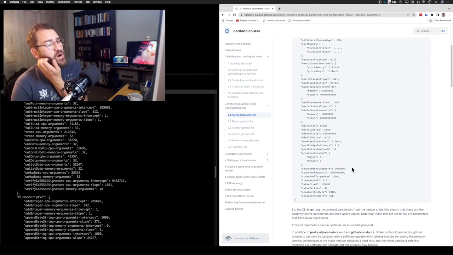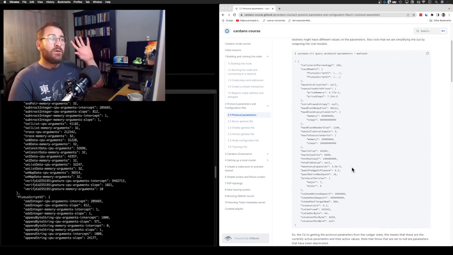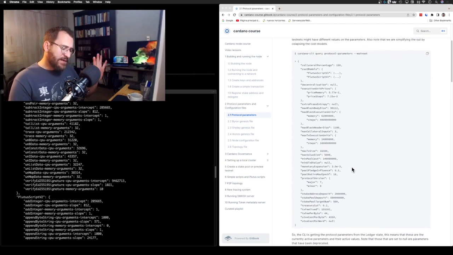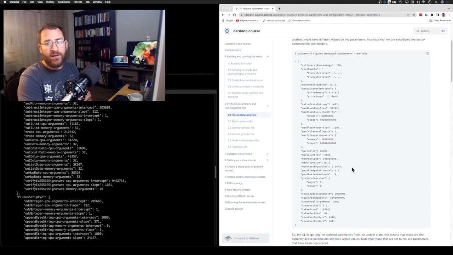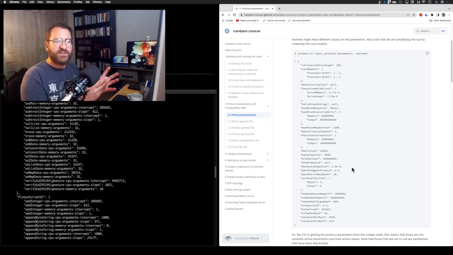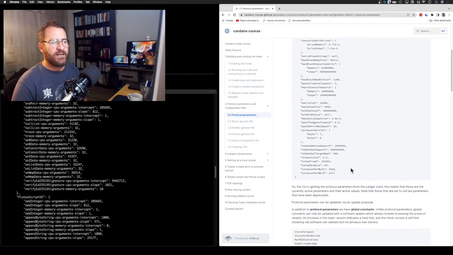But before we go into that, just keep in mind that the cardano-cli query command actually queries the current values of these parameters. It is querying the ledger state and retrieving these active parameters from the ledger state. So it is exactly the parameters that are active at the moment of the query.